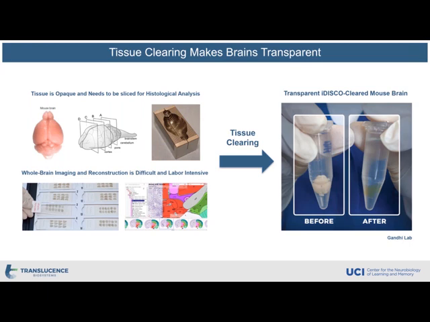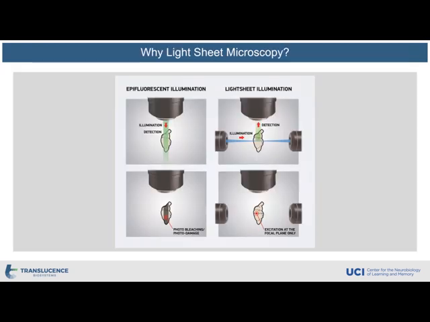But with the advent of tissue clearing, it's now possible to hold the brain intact. And here you can see a tube with a mouse brain before and after clearing. Before clearing, it's opaque, but then after clearing, it's pretty much transparent. So now, instead of using a blade to chop up the tissue, we can instead use light to optically interrogate the brain wherever we would care to look inside the tissue. To do that, we need to turn to a different type of microscopy, and that's light sheet microscopy.